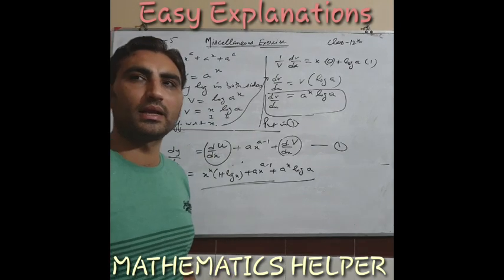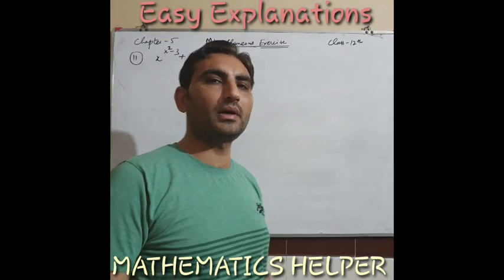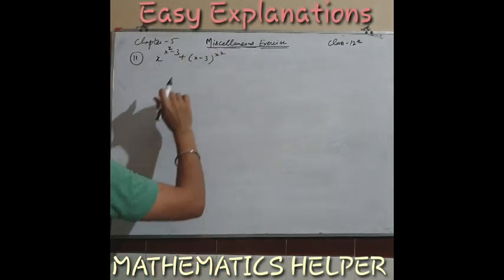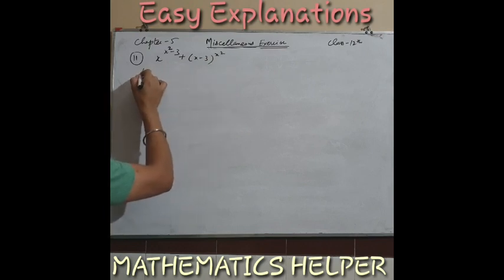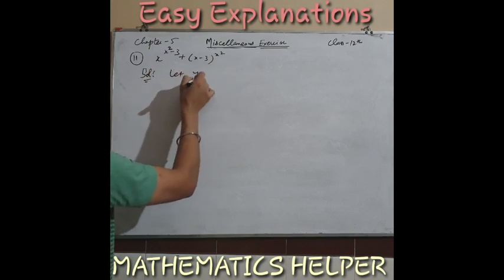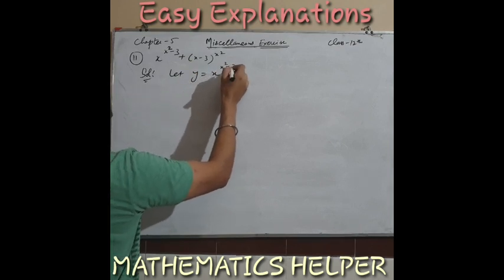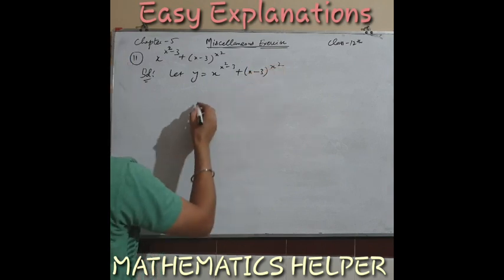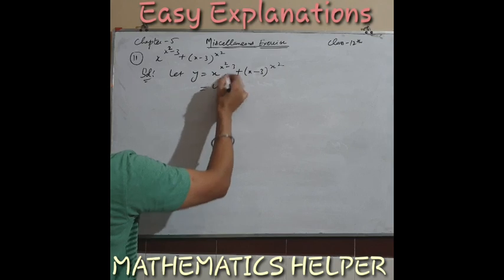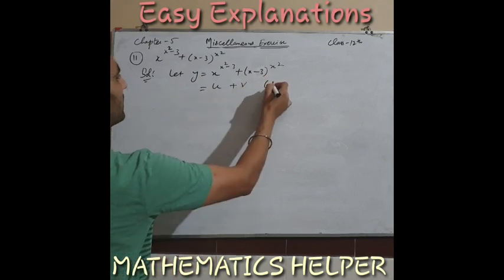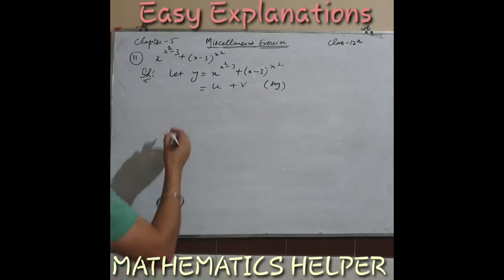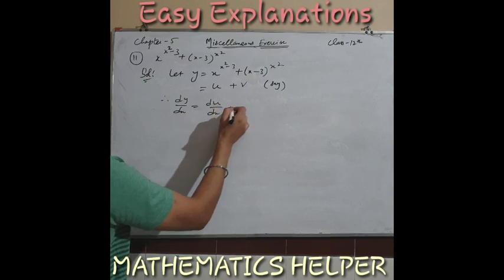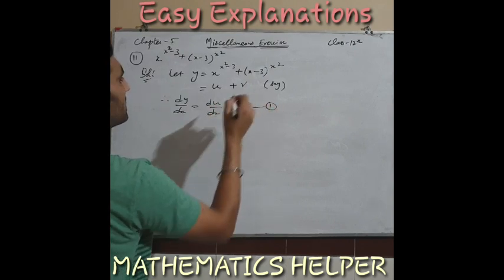So we will now start question number 11. In question number 11 we have x raised to power x square minus 3 plus x minus 3 raised to power x square. So let's write it in the same way. So I am writing the solution of this. Let y equal to this given expression, x raised to power x square minus 3 plus x minus 3 raised to power x square. Just give them names, u to the first value and v to the next value. Therefore, what about dy over dx? It will be du over dx plus dv over dx. Mark it as the first equation.